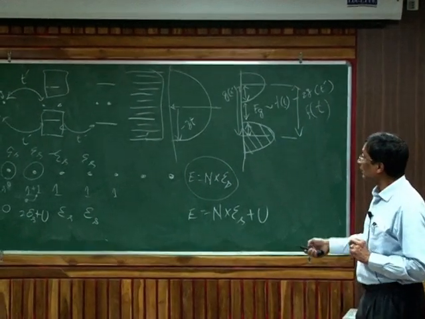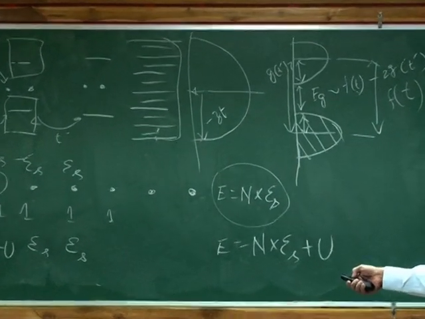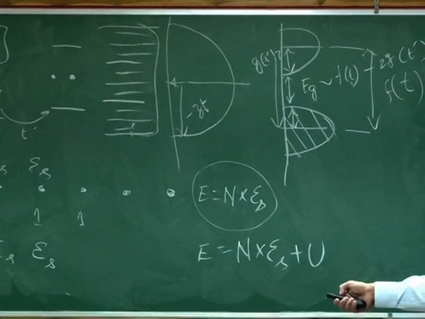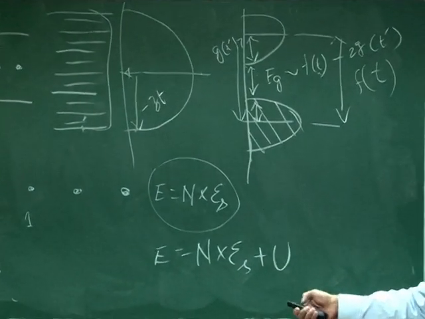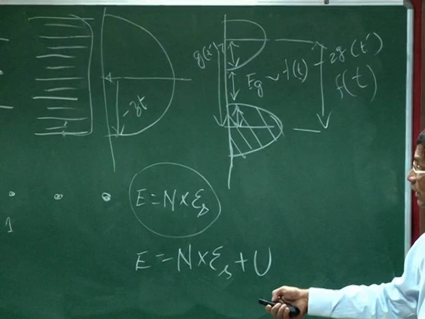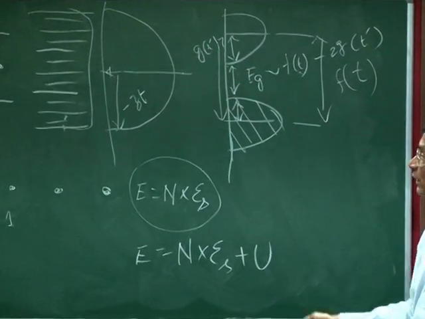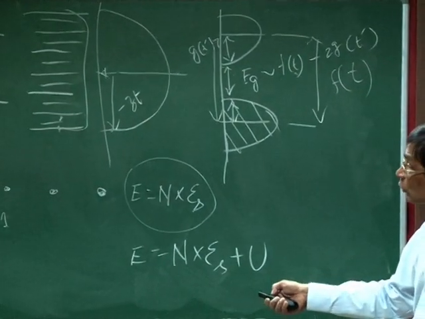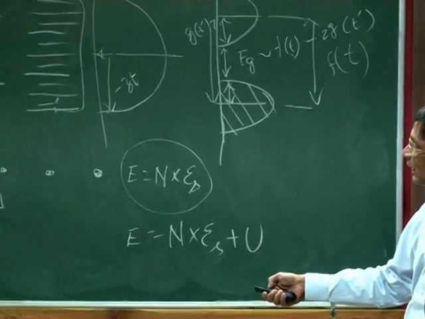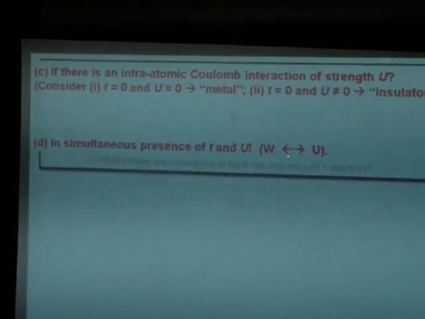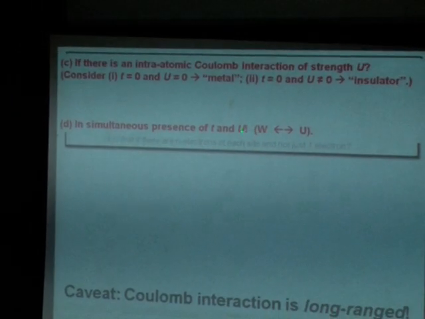That was the model where T was equal to 0 and U was not equal to 0. See, I am systematically building. First we looked at T equal to 0, U equal to 0, which is the metal. T equal to 0, U not equal to 0 is an insulator. Now I want T also not to be 0, where T is finite, U is finite. Now what is the consequence of T being finite? I know that T finite gives me a width W, 2zT, remember?